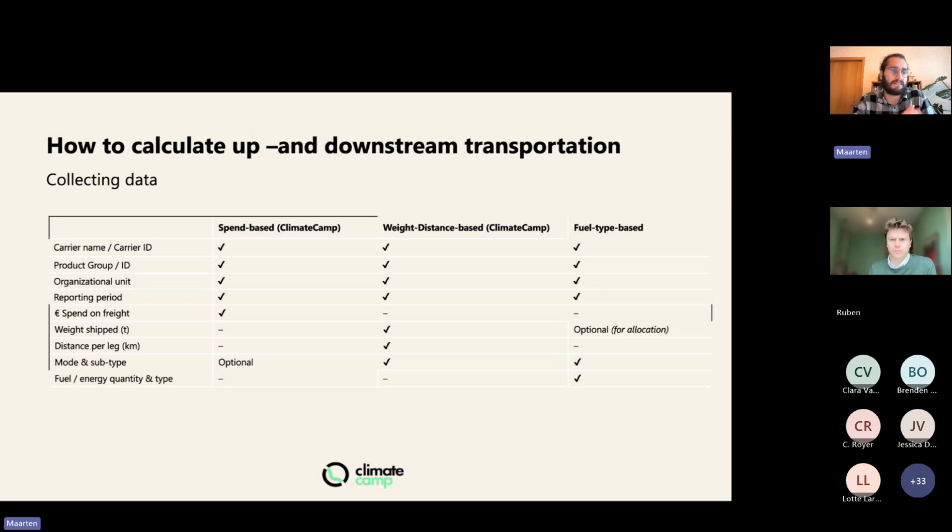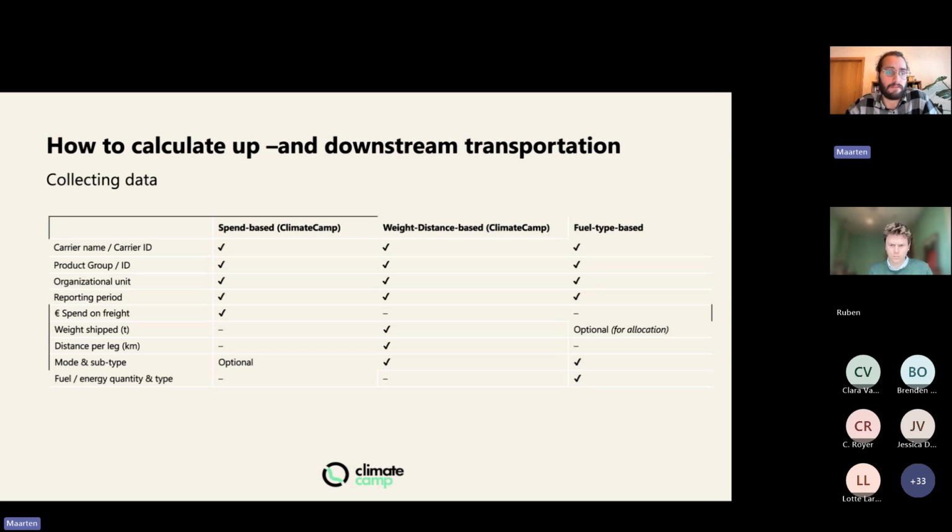This is the same for every type of calculation. But then you have spend-based calculation, for which you only need the amount of euros you spent on a certain freight shipment, as well as the mode or subtype, but this is optional. This would be a first rudimentary analysis or calculation, but what we prefer and what we always focus on is moving towards weight distance based.